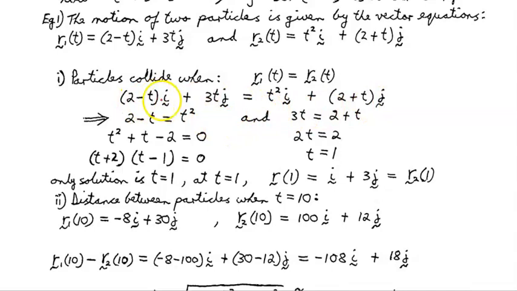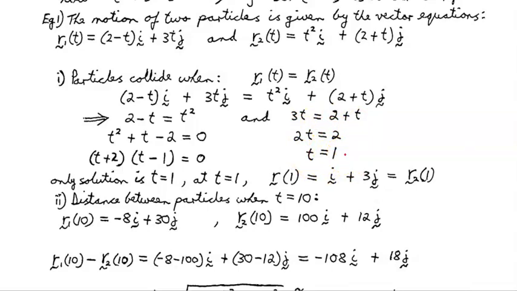So 2 minus t for the first i component must equal the first i component of the second particle's position vector, t squared. So 2 minus t is t squared. We can solve that: t squared plus t minus 2 is equal to 0. Factorizing, we have (t plus 2)(t minus 1) is 0. Let's look at the other component now. 3t is equal to 2 plus t. Subtracting t from both sides, we have 2t is equal to 2, t is 1.